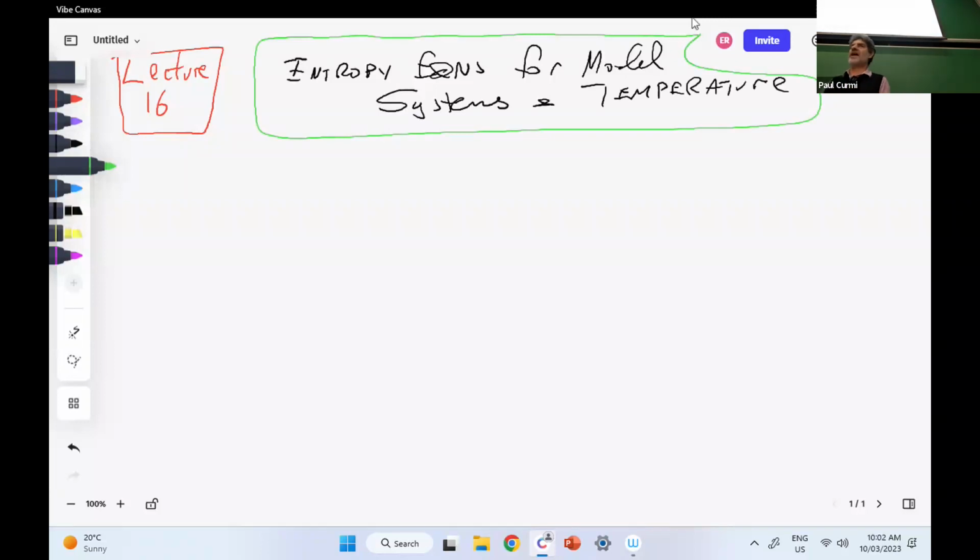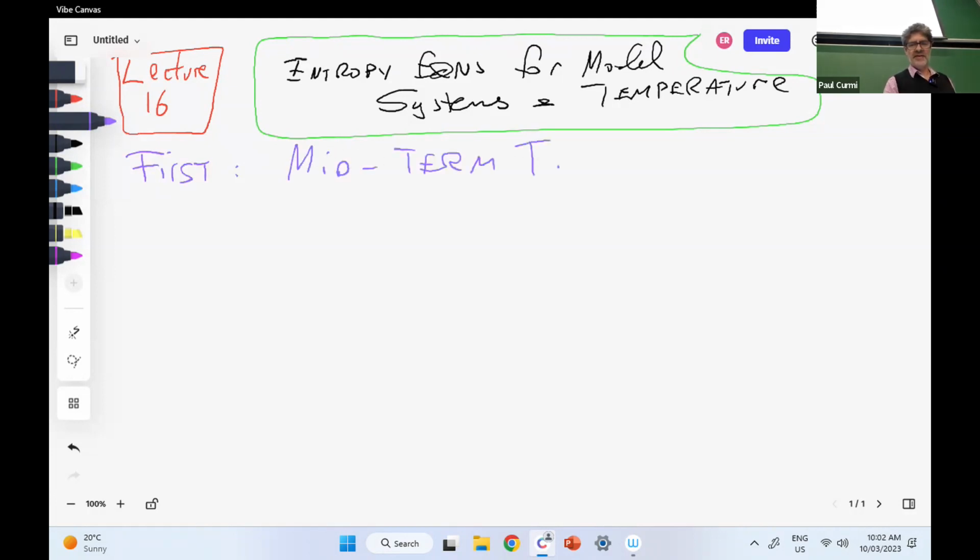Actually, before I start, I'd like to talk about the mid-session test. So first, mid-term test. Okay, so first thing, in person only. There are no other options. So you basically are here or you're not here. If you're not here and you have not applied for special consideration before the test, you get 0. No further discussion entered into.